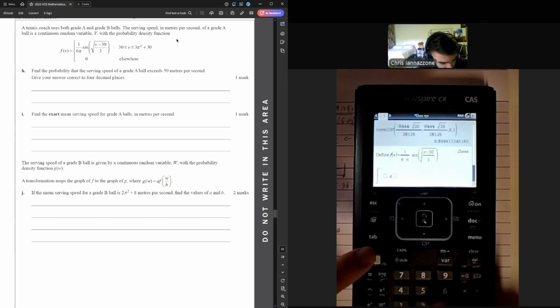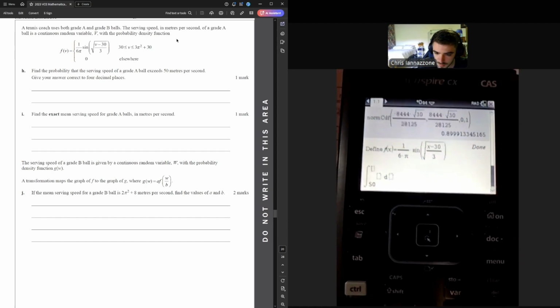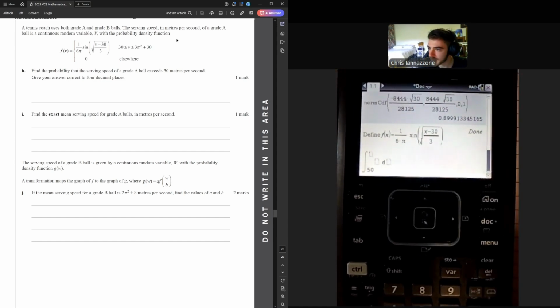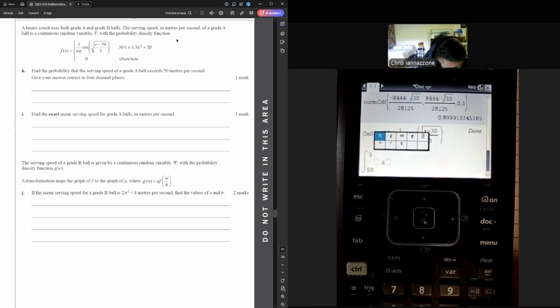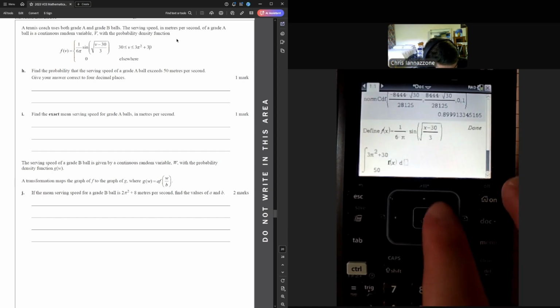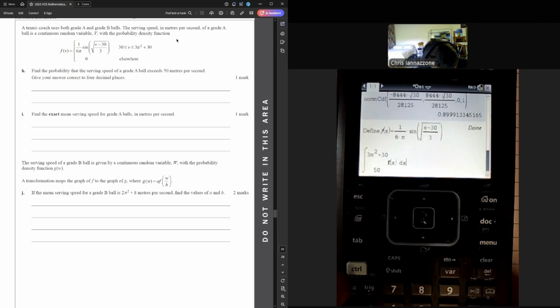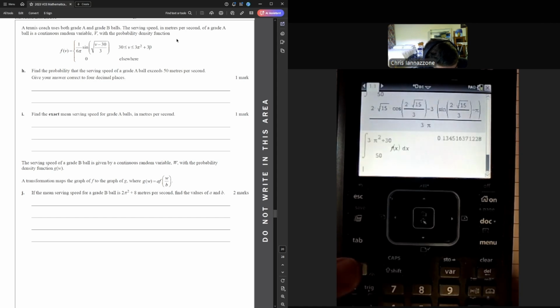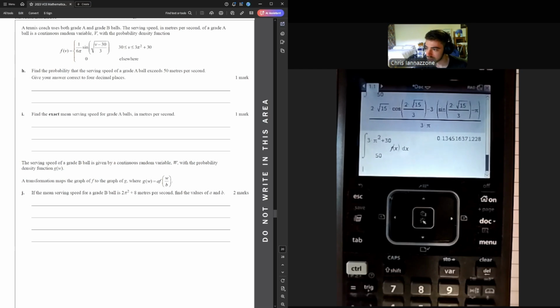our integral from 50, because that's our lower bound, all the way up until 3 pi squared plus 30. That's our upper bound. I'm just going to chuck f of x in there, and that'll give us our answer. Once we control enter, we'll see that the probability is, to 4 decimal places, 0.1345.